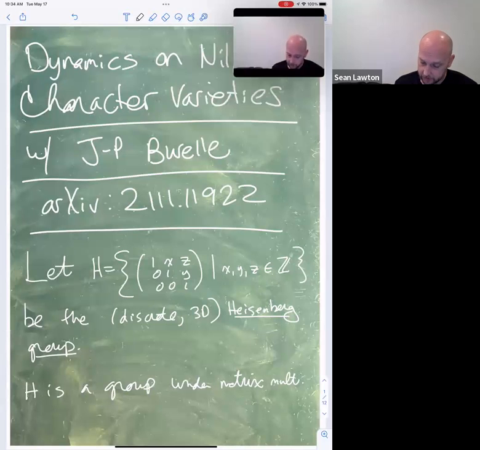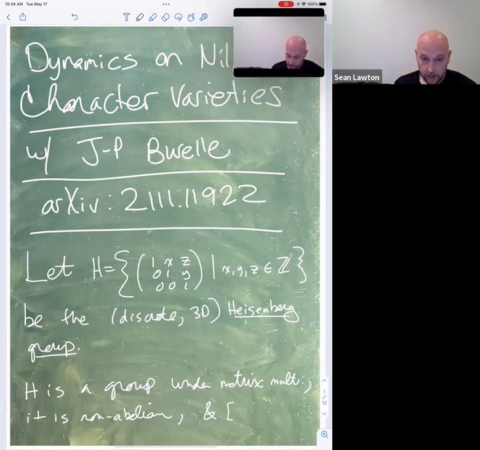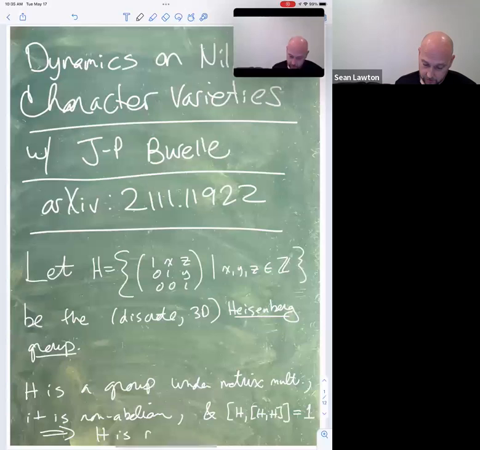And what else can we say about it? It is non-abelian. You can multiply two matrices and check that for yourself. And more interestingly, if we look at the commutator of the commutator, then actually it equals 1. So that implies that H is, in fact, nilpotent.